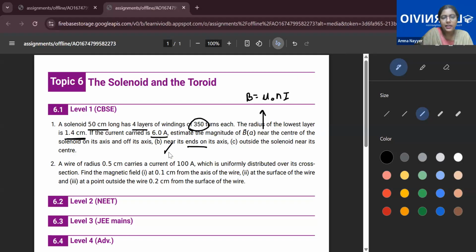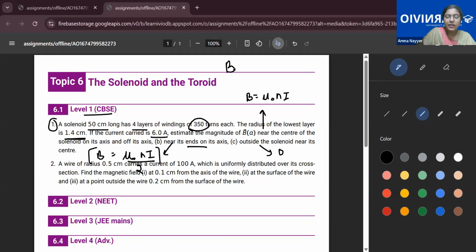The second part, near its end: the formula for near its end, this we didn't do in the class, and it has come in the exam. This will be mu naught Ni divided by 2. And last, outside the solenoid, it is 0. So that was the answer. Once this came in the CBSE exam, near its end, which we haven't done. This is important. This near its end is mu naught Ni by 2 for the long solenoid.